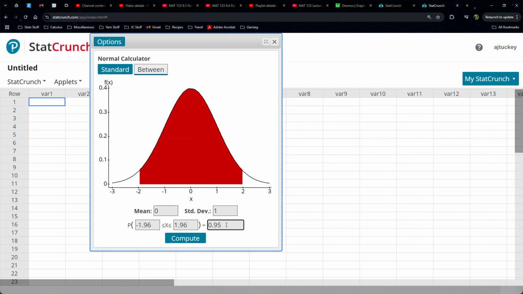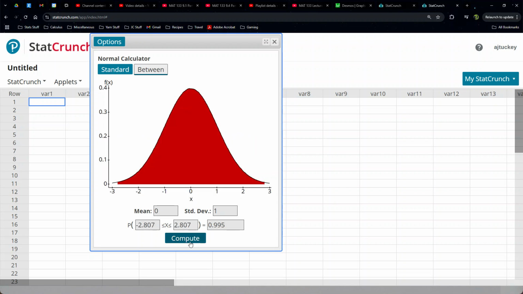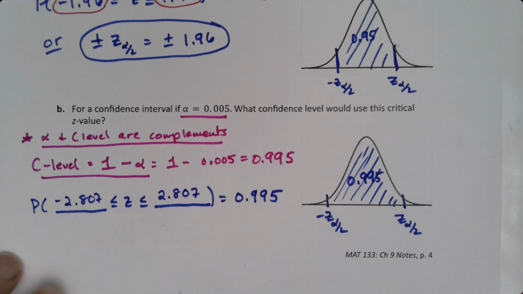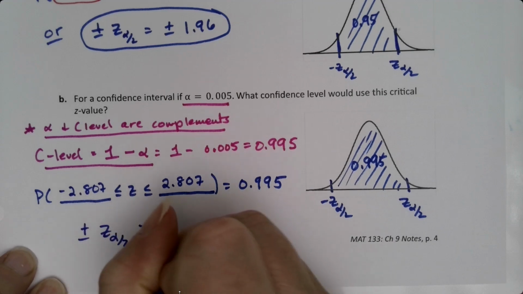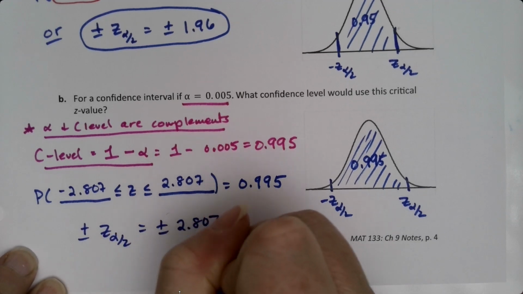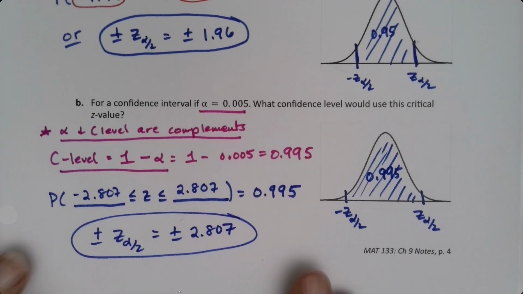Well, answers. So there's two of them. There's two critical values, one on the left and one on the right. And there we go. We get 2.807. So negative 2.807 on the left, positive 2.807 on the right. So plus or minus z alpha over 2 is plus or minus 2.807. There we have it. That's how to find your critical z-values with StatCrunch.